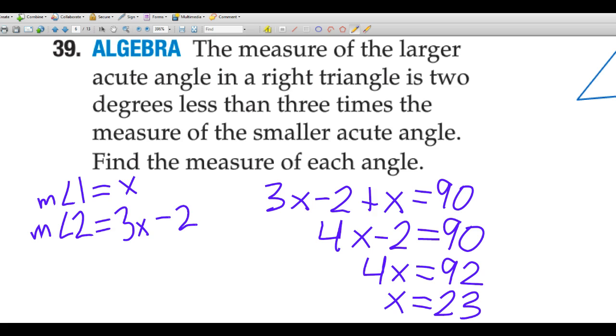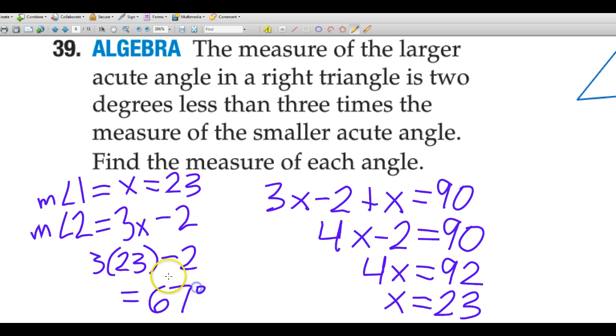So we get x is equal to 23. So that would be the measure of our smaller acute angle, which is just x. And if we substitute in x here, we would have 3 times 23 minus 2. So 3 times 23 would be 69, minus 2 is 67 degrees. And just to double check, 23 and 67 are complementary. So we know we have the right answers.